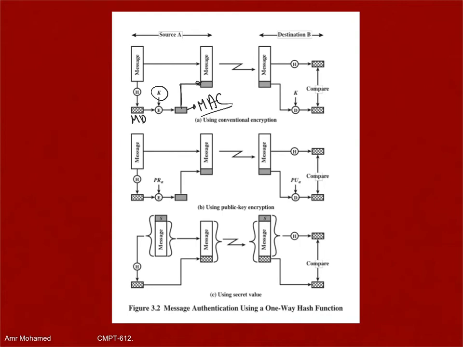Okay? So that's one way of doing it. This is a step or one way. The second way is using public key encryption. Instead of using the shared key or the symmetric key, where the key is shared and the same, for public key encryption we use the private key at the sender and the public key at the receiver. So that's another way of doing the same thing.